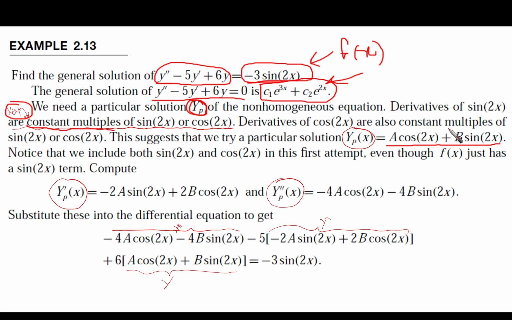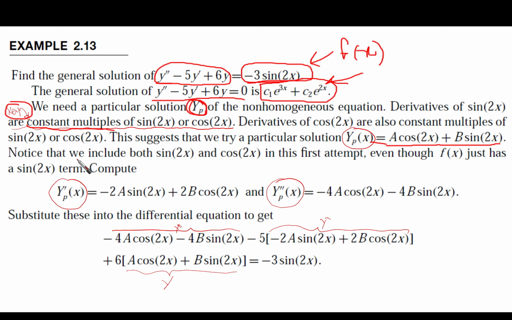Whenever you have a sinusoidal function in the non-homogeneous equation, the particular solution is going to be two terms. Take care of this: it's not one term only, it is two terms. The first one is a constant times cosine 2x, and the second is b, another constant, times sine 2x, the function itself that we have. So this is the form that we are going to deal with.